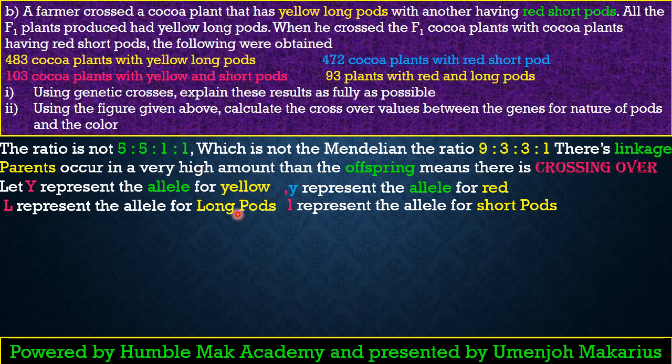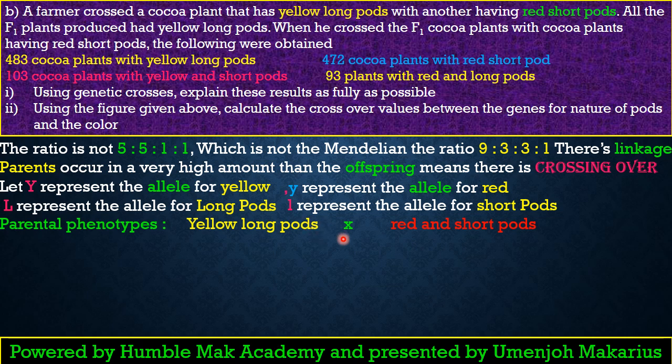Okay. Then now we have to go straight to the parental phenotype. So the parental phenotypes are what we are crossing: a yellow long pod and a red short pod. So we are going to have yellow long pods times red short pods. Great. Then now we have to go straight to the parental genotype. Since we have said that there is crossing over, and since we have said there is linkage also, the genes have to be linked.